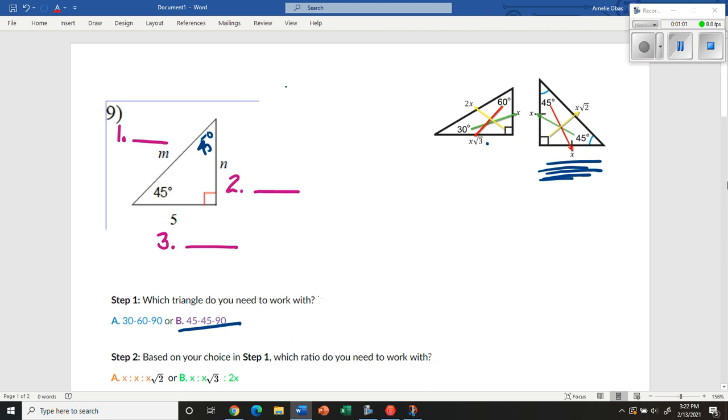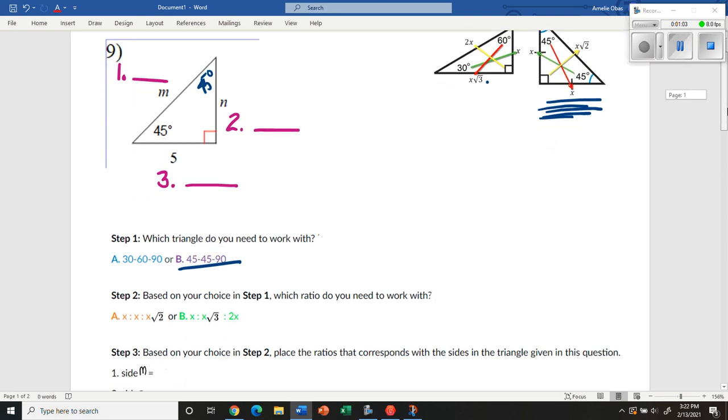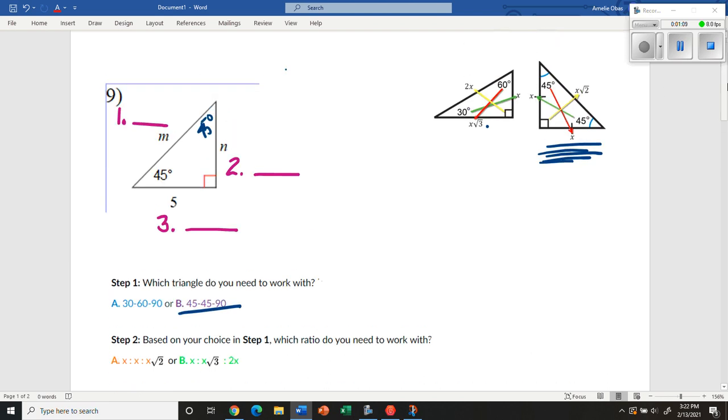Then the next one, it says step 2. Based on your choice in step 1, which ratio do you need to work with? So go back to that triangle, the reference. We see the ratio that is being used. So that means our choice will be x, x, x square root of 2. So that will be choice A.